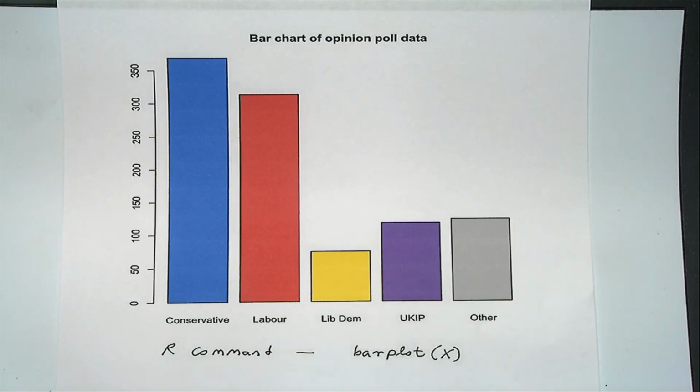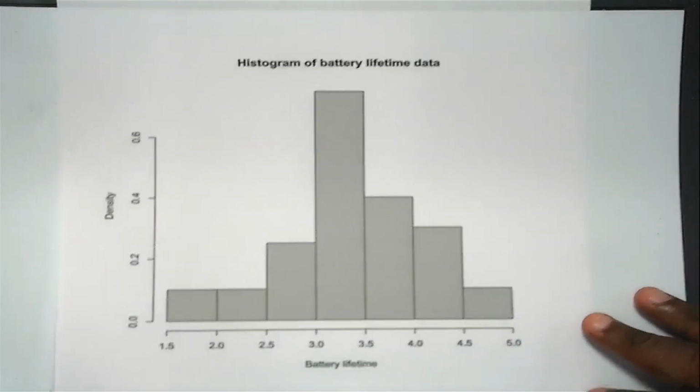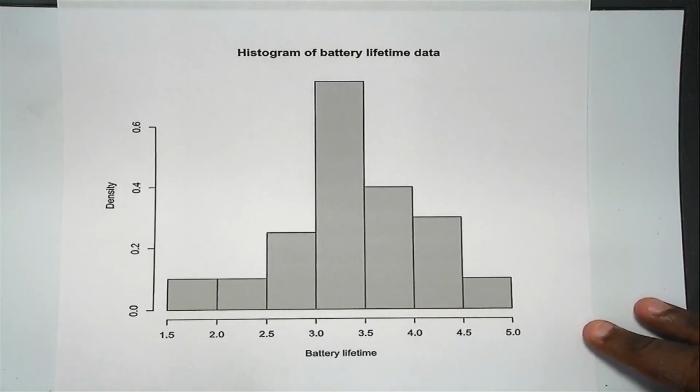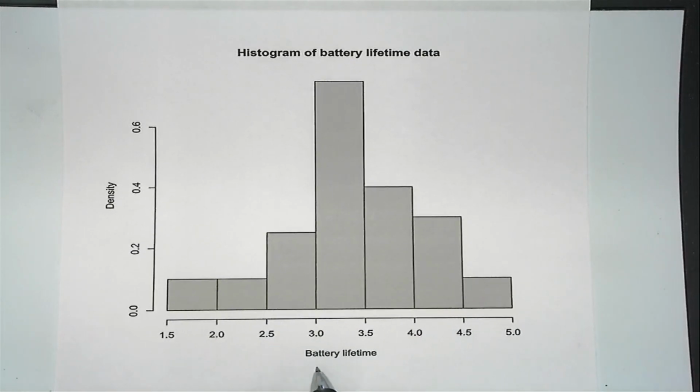And the third way of displaying data is the histogram. In this case, you have data on the lifetime of batteries, and this is a histogram of the data. Looking at the histogram, you can see that most of the batteries have a lifetime between 3 and 3.5. And not so many have a lifetime between 1.5 and 2, or 4.5 and 5.